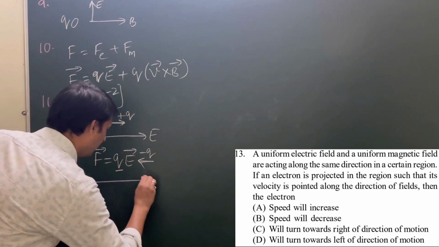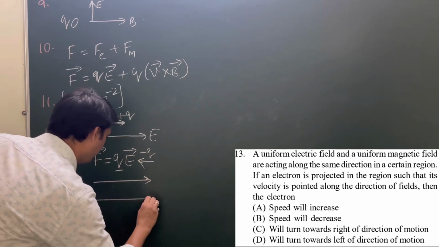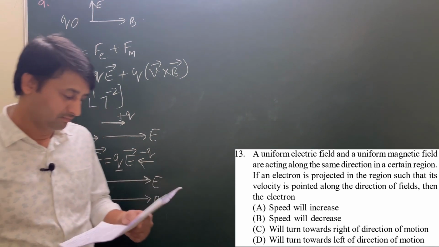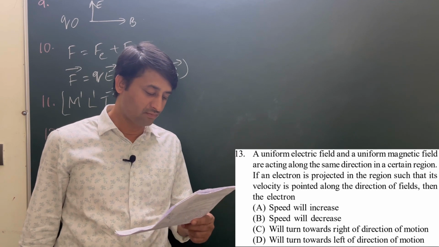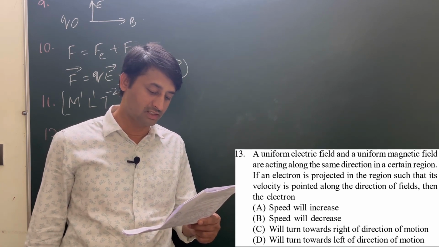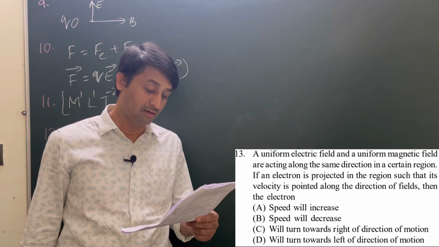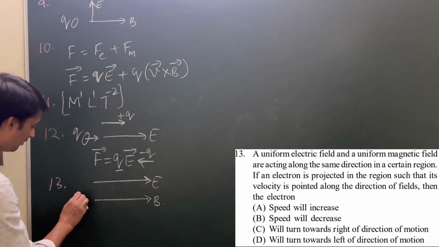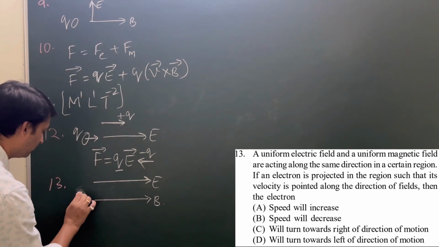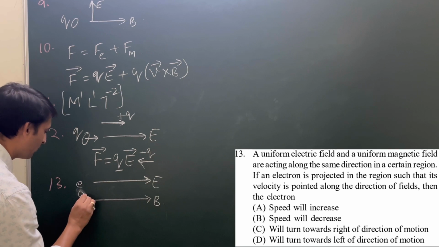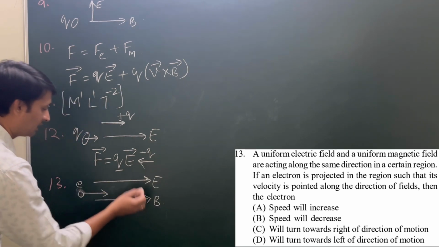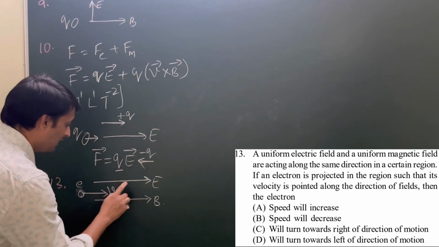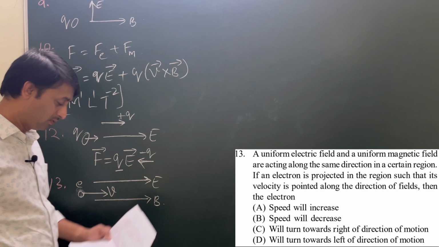A uniform electric field and a uniform magnetic field are acting along the same direction in a certain region. If an electron is projected in the region such that its velocity is pointed along the direction of the magnetic field, that is, the velocity of the electron is in the direction of the electric field and the magnetic field.